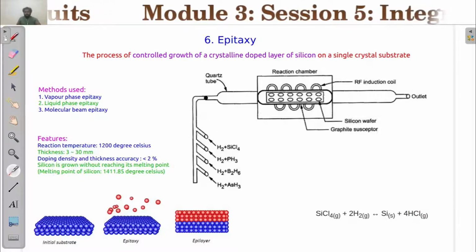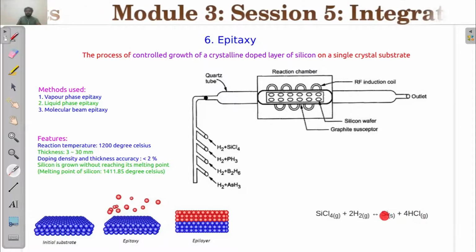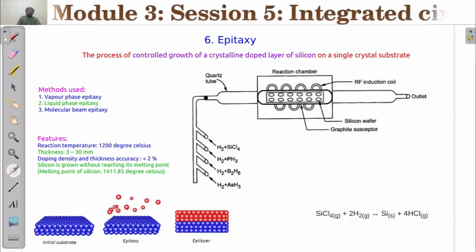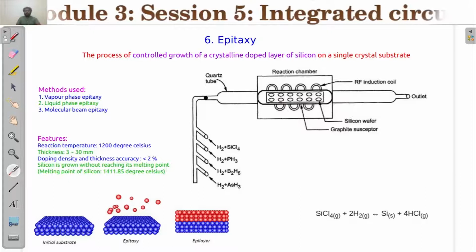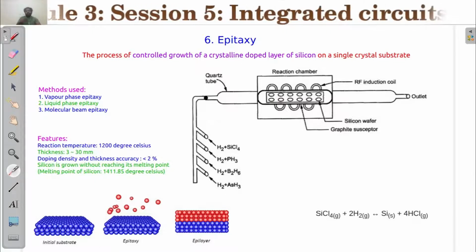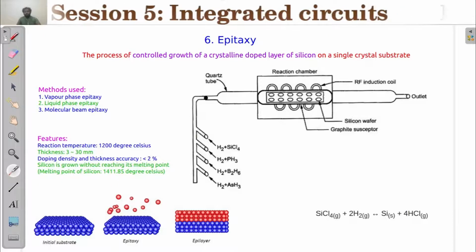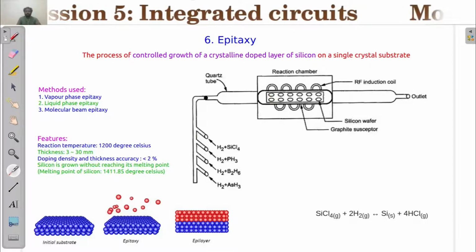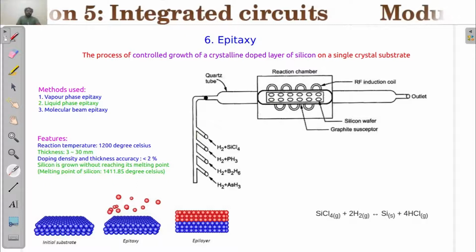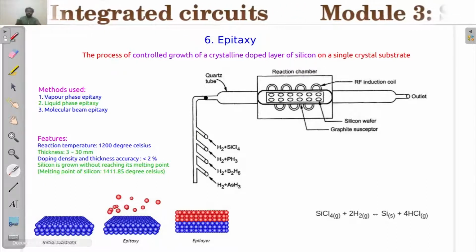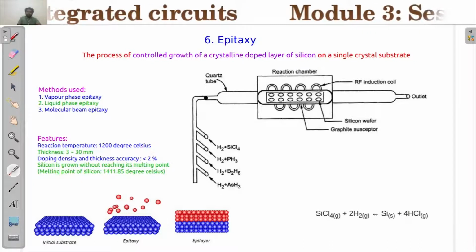Only silicon is a solid, and this is going to condense on the wafers that are present here in a controlled fashion. There can be dopants also introduced alongside, and the dopants as well as the silicon will be deposited here. A feature of this technique is that the reaction temperature is just around 1200 degrees Celsius.